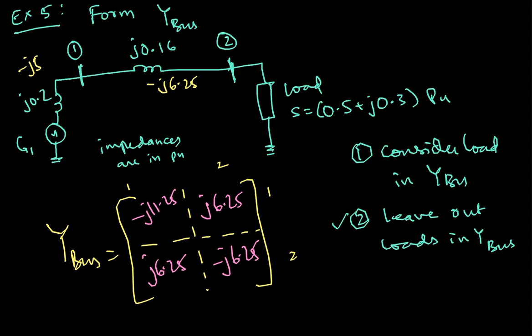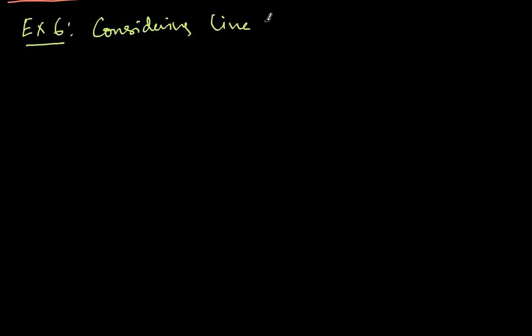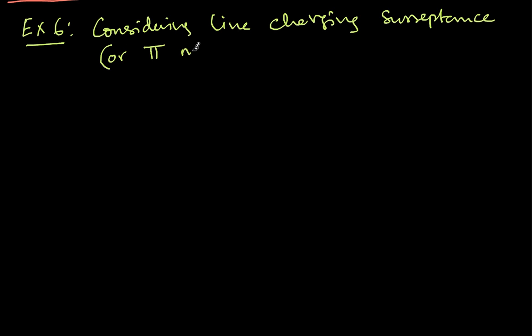Let's do more problems. So I'll write example 6. Now in example 6, we'll be considering line charging susceptance, or in other words, the pi model of a transmission line. Form the Ybus.